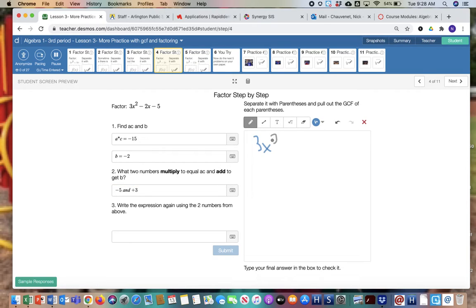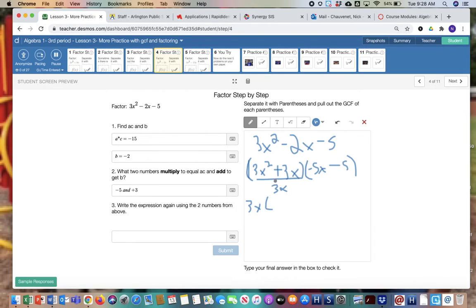3x squared minus 2x minus 5. I bring down the first term, 3x squared. I bring down the last term. I split the middle into the -5 and the +3, and here I'm going to pair it up with the number that already has the same similar coefficient. It just makes the most sense. So now I'm going to take out a 3x here.